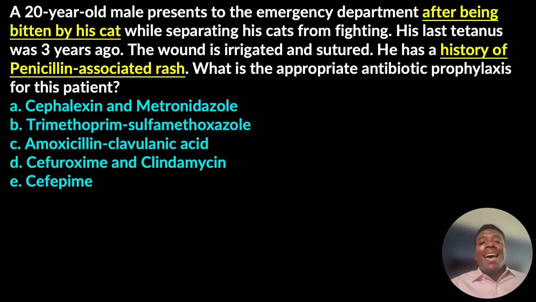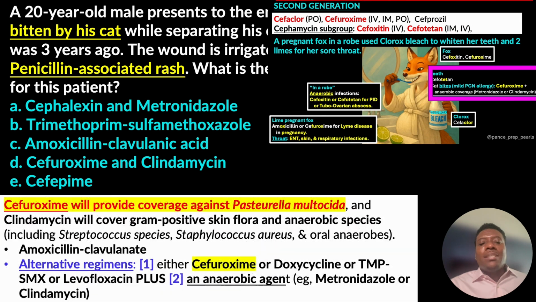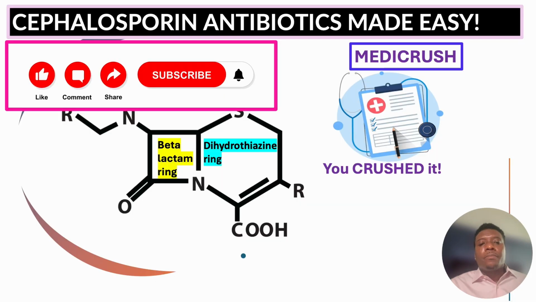Patient was bitten by their cat, and they have a history of penicillin rash. We prefer to use amoxicillin-clavulanic acid for cat bites, but if they have a mild penicillin allergy, in this case here, you could use cefuroxime with clindamycin for its anaerobic coverage. So the cefuroxime will cover Pasteurella multocida, and the clindamycin will be added for the gram-positive and anaerobic coverage.